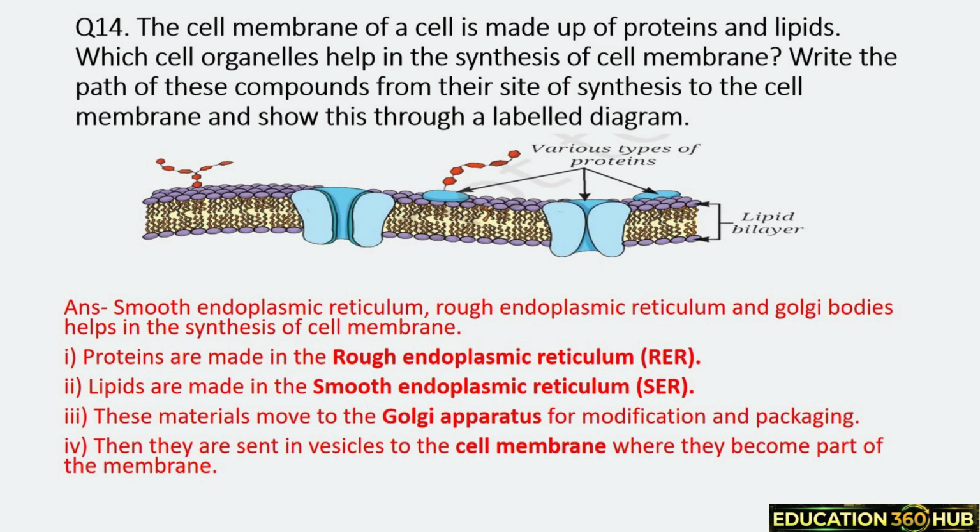Proteins are made in the rough endoplasmic reticulum, RER. Lipids are made in the smooth endoplasmic reticulum, SER. These materials move to the Golgi apparatus for modification and packaging. Then they are sent in vesicles to the cell membrane, where they become part of the membrane.